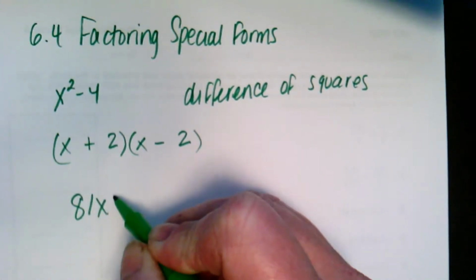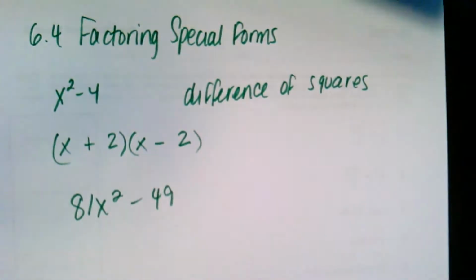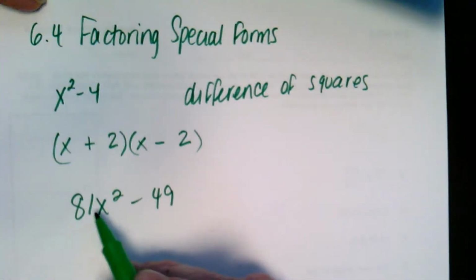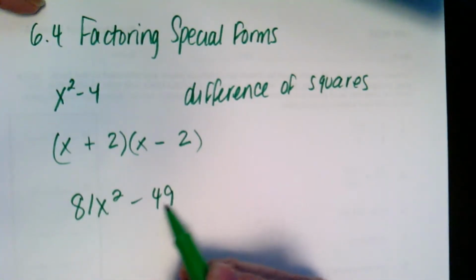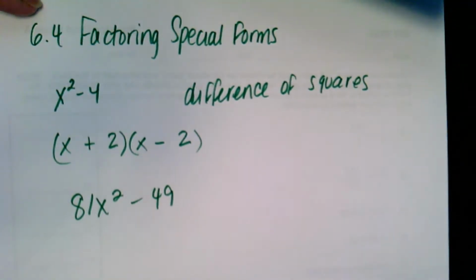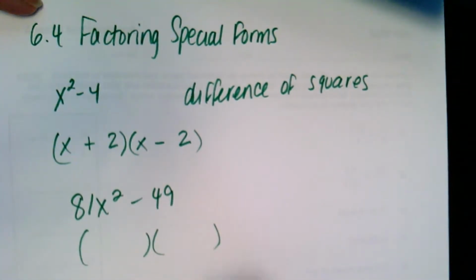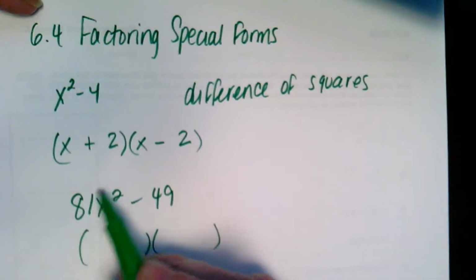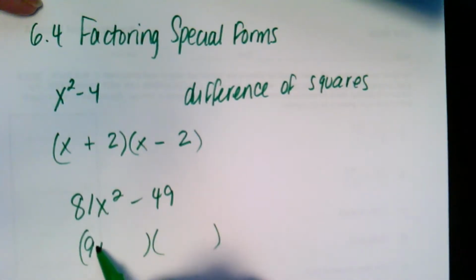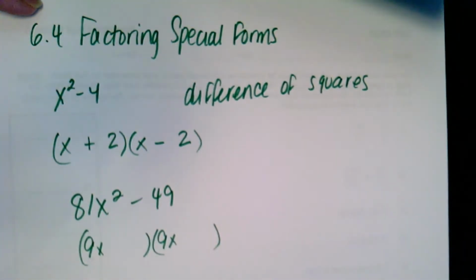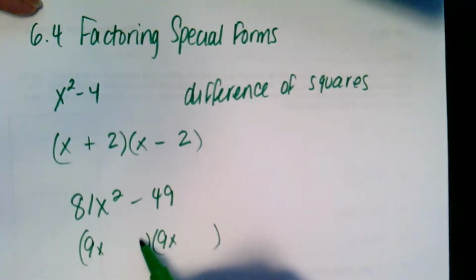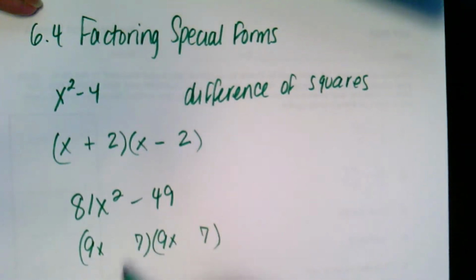So another example would be this, and this is 4.6 out of your book, which is on page 453. Alright, so this is a perfect square and this is a perfect square, and we're subtracting, so it's the difference of squares. So we know we're going to have two parentheses. We're going to find the square root of this, and that goes in the front part of the parenthesis, and then find the square root of the last, and then we need to put a plus and a minus in between.